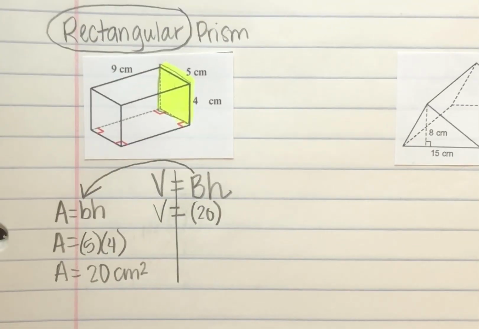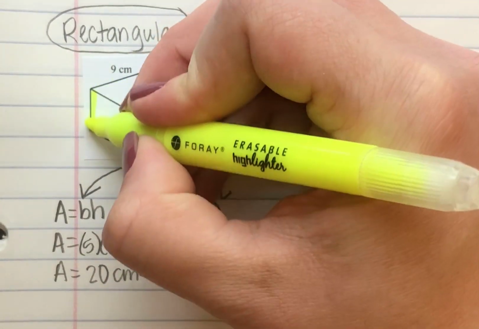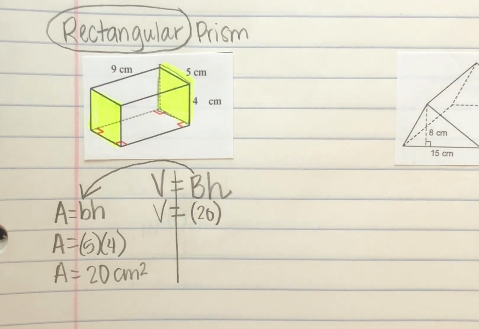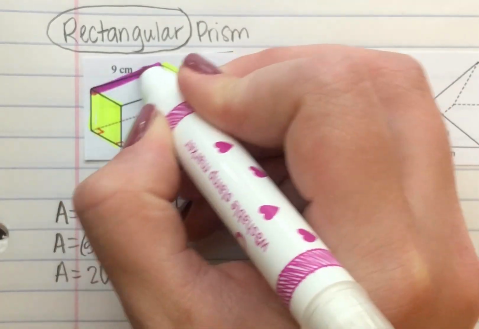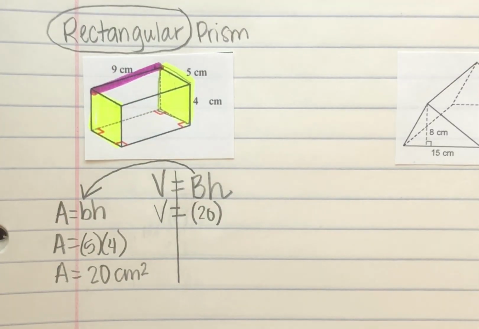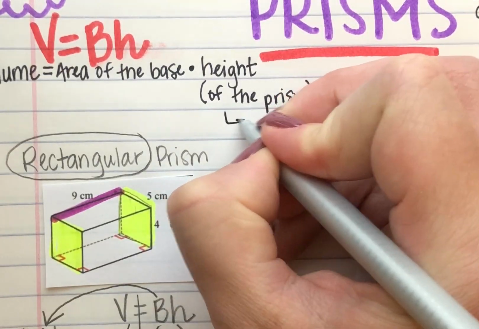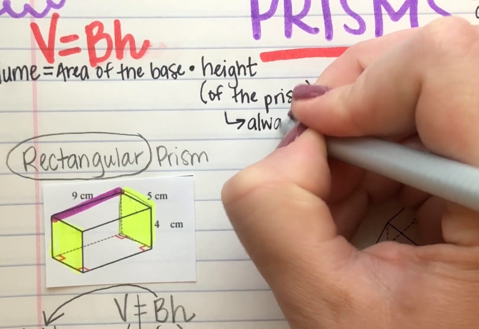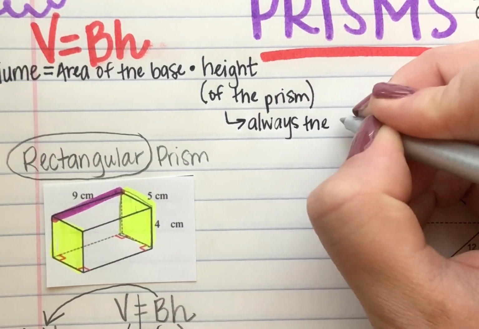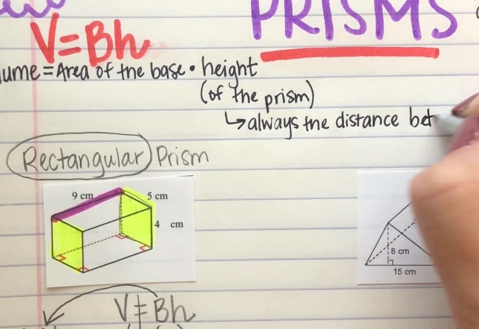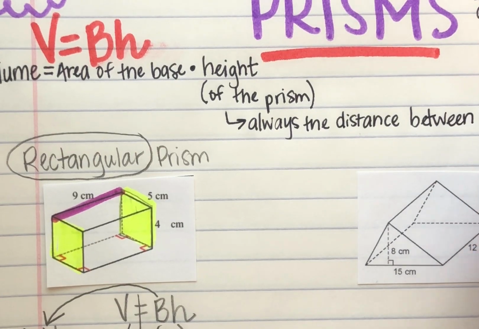So if we want to find the height of the prism, we look for both bases. If this is the first base, this is the other parallel base, the height, and I'm going to highlight this one in pink, the height is always the distance between the two bases, okay? So the height is always between the two bases. So I'm going to make another note down here. Always the distance between the bases.